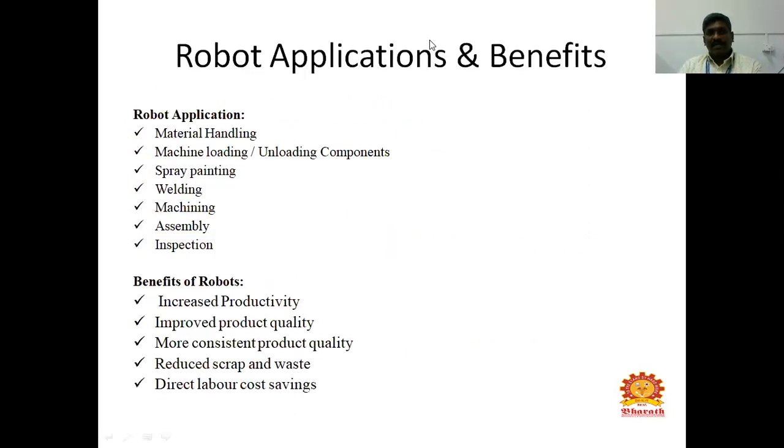Okay, what are the applications and the benefits of the robot? Robot applications: material handling, machine loading and unloading, spray painting, welding, machining, assembly and inspection. Benefits of the robot in industry: look at the increased productivity, improved product quality, more consistent product quality, reduced scrap and waste, and reduced direct labor costs.